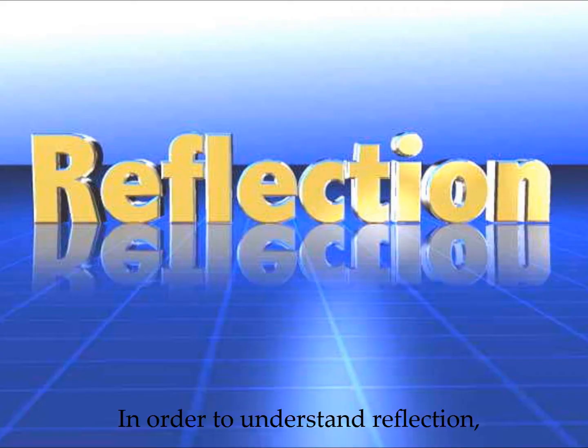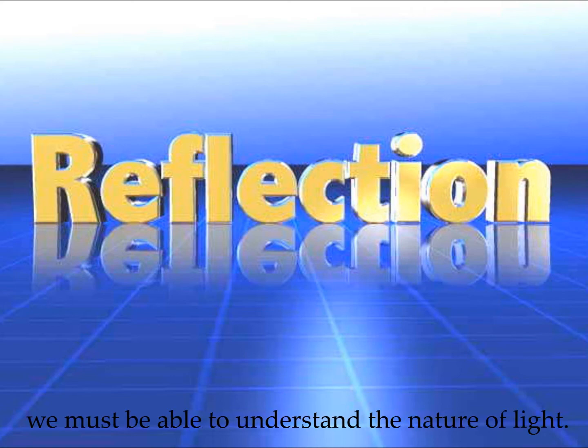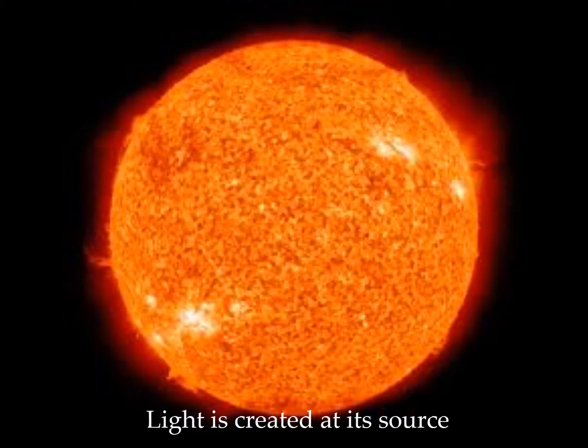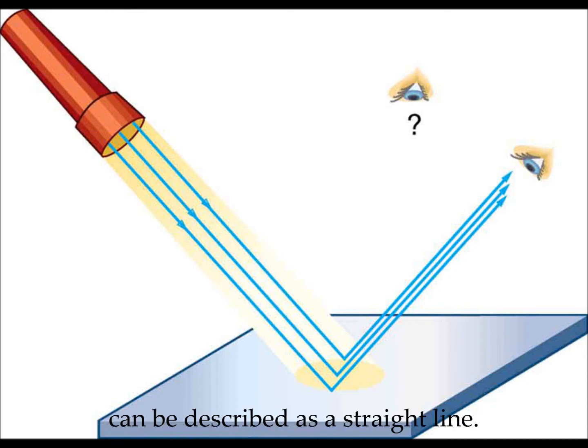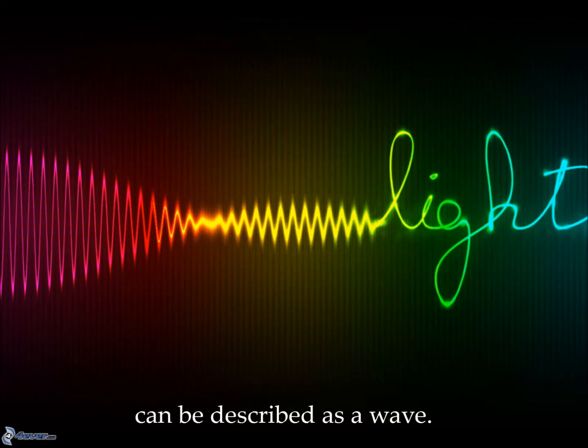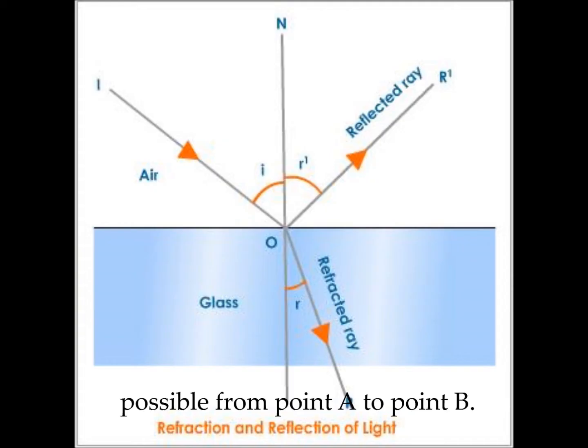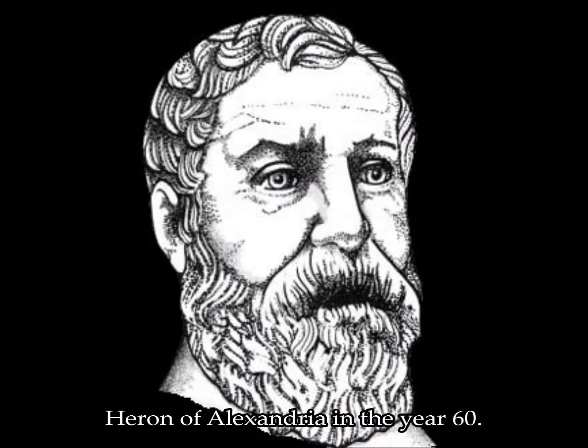In order to understand reflection, we must be able to understand the nature of light. Light is created at its source, and the direction that it travels from its source can be described as a straight line. The nature in which that light travels can be described as a wave. Light travels through the shortest path possible from point A to point B. This was first observed by Greek mathematician Yuan of Alexandria in the year 60.